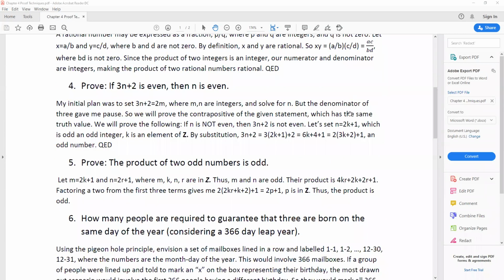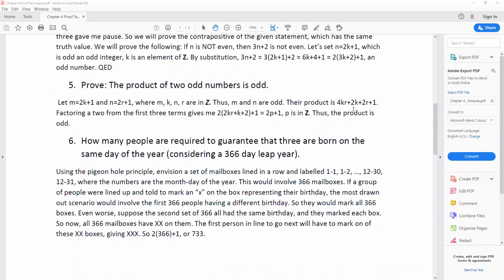Number 5 says to prove that the product of two odd numbers is odd. I'm going to let m and n be two odd numbers, 2k plus 1 and 2r plus 1 respectively, where m, k, n, and r are integers. Since they are both written as twice a number plus 1, then m and n are odd.